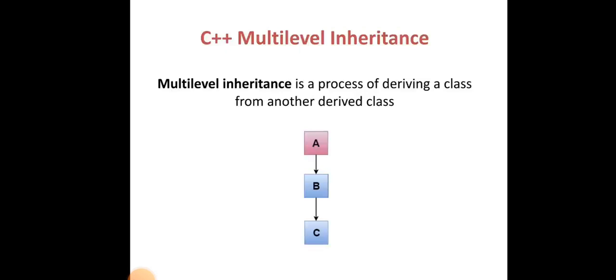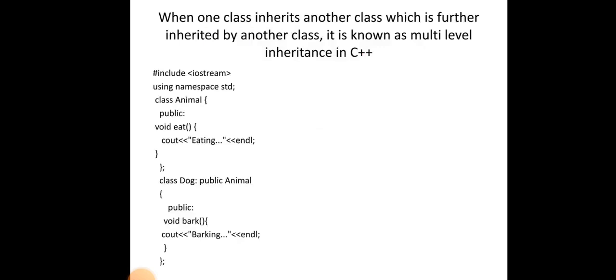And the next one is multi-level inheritance. Multi-level inheritance is a process of deriving a class from another derived class. So, the step-by-step process of deriving a class is called multi-level inheritance. Here, we suppose to have a base class, one derived class, and another class derived from the derived class. When one class inherits another class which is further inherited by another class, it is known as multi-level inheritance.